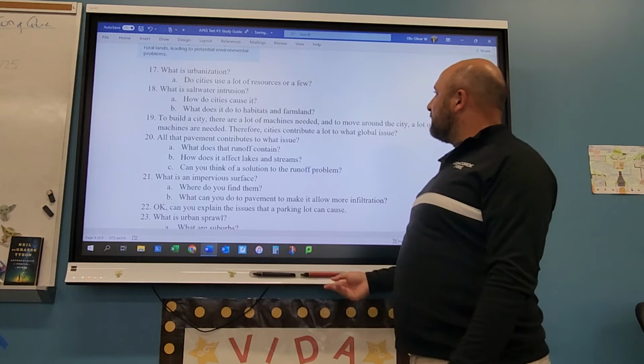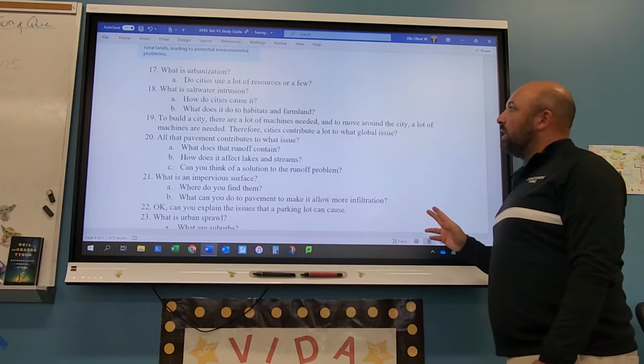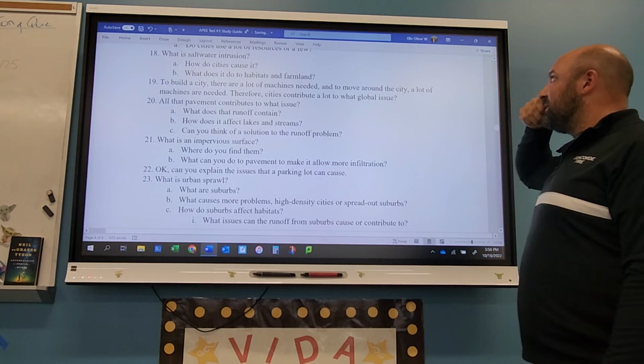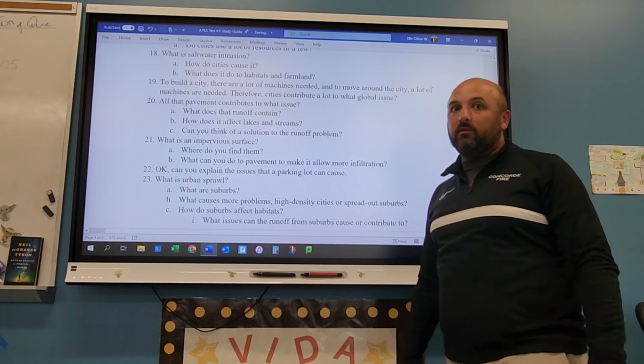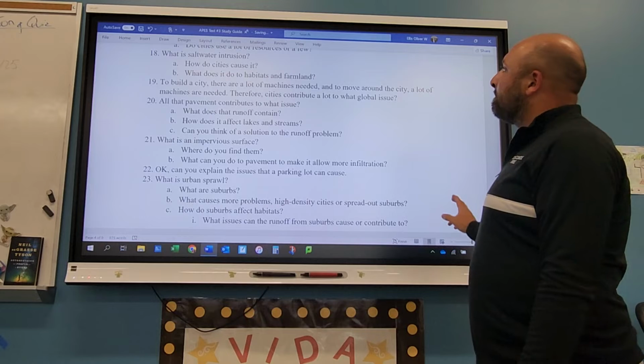To build a city, there are a lot of machines needed. To move around the city, a lot of machines are needed. Therefore, cities contribute a lot to global warming because there's just so many machines around that need fossil fuels.